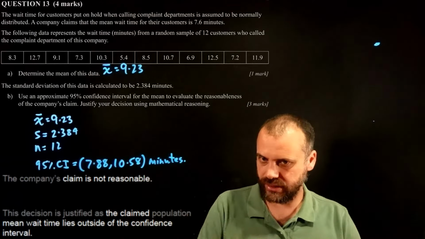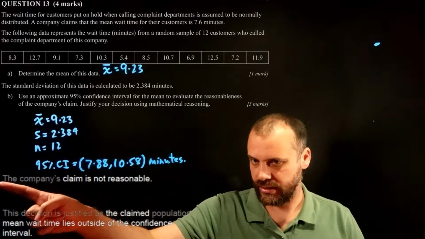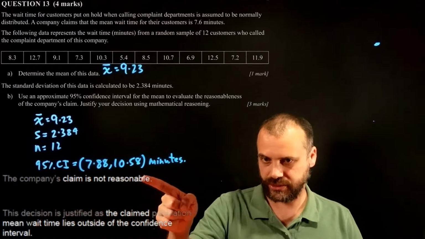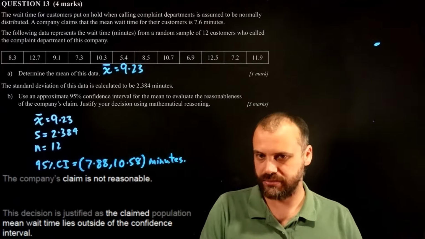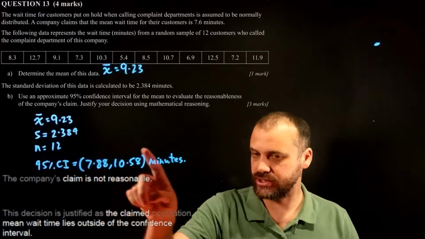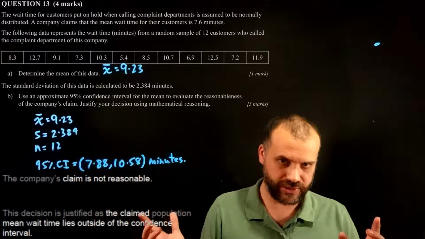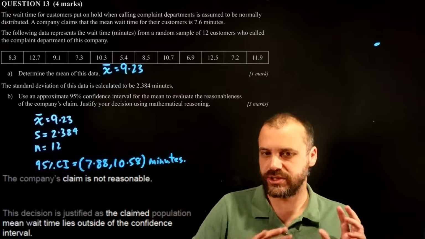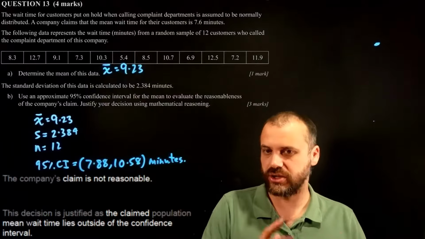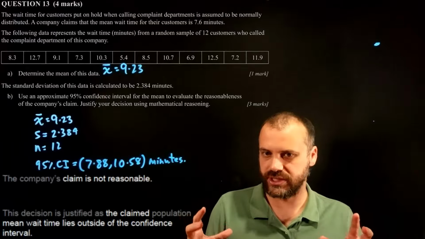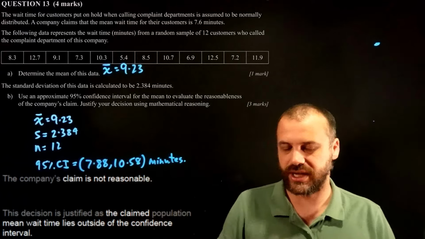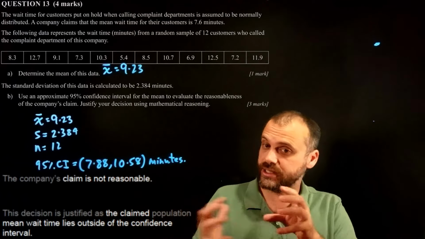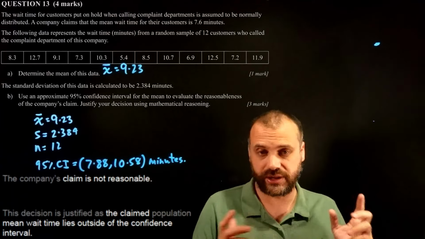Okay. Based on this sample, the company's claim is not reasonable. So we'll use the QCAA's answer as a guide here. The company's claim is not reasonable. This decision is justified as the claimed population mean wait time lies outside of the confidence interval. So these sorts of questions, the QCAA quite likes this kind of question where you use a confidence interval to justify a claim. All you need to do is calculate the confidence interval and say it's outside of it or it's inside of it. If it's inside of it, the claim is reasonable.